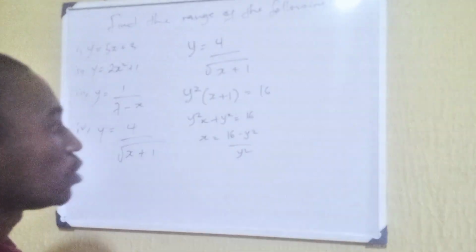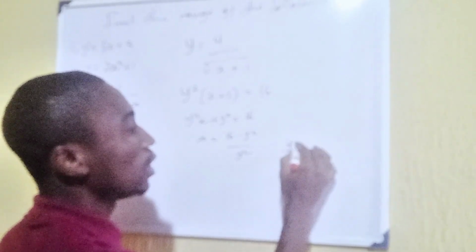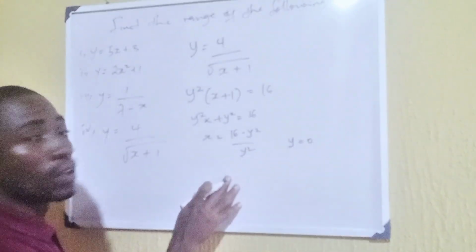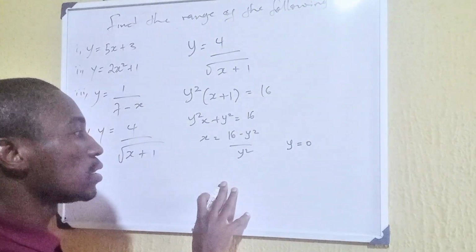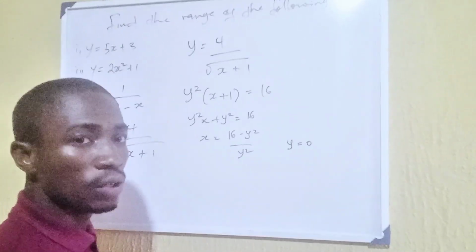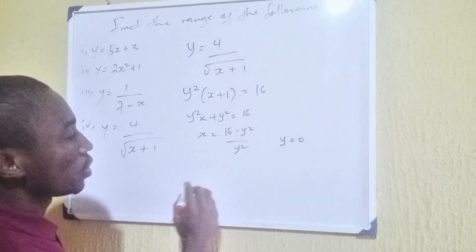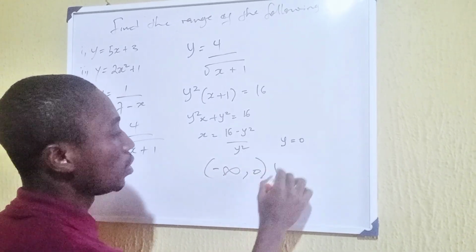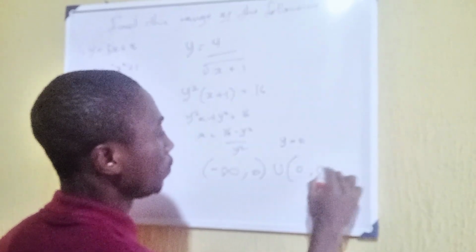Now, the only condition that makes this equation undefined is when y is equal to 0. So when y is equal to 0, this equation becomes undefined. So in that case, 0 becomes our excluded value. Now let's write the range. The range becomes negative infinity comma 0, union 0 comma infinity.